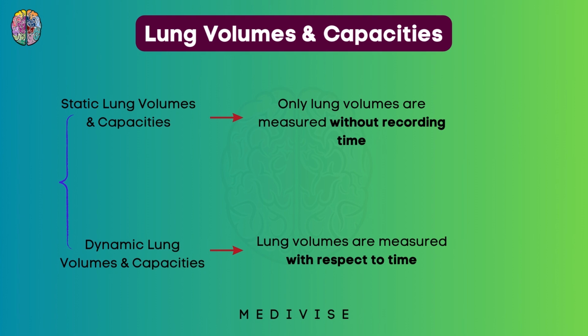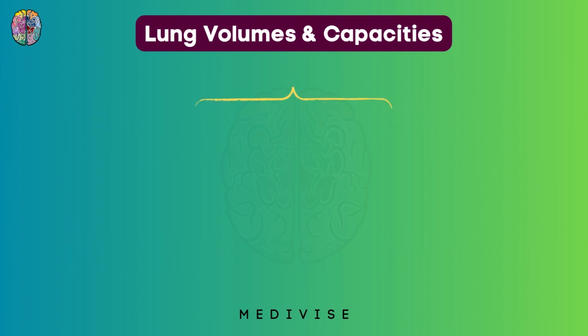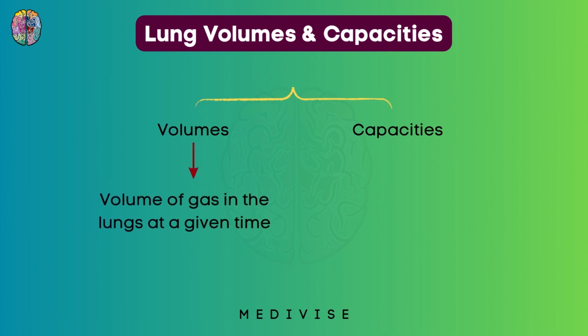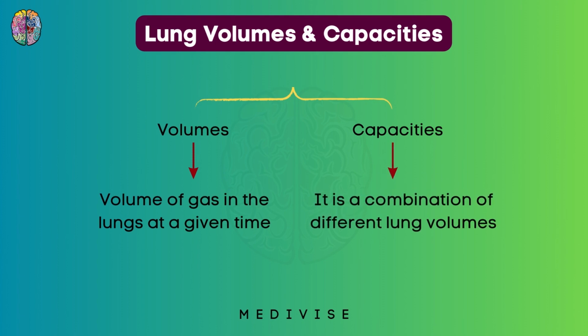In this video, we're just going to be learning about the static lung volumes and capacities, and I'll make another video on the dynamic ones. So let's start. What are we going to be learning in this video? The volumes and capacities. What are lung volumes exactly? These tell us about the volume of gas in the lungs at a given time. Capacities, on the other hand, are a combination of different lung volumes. This will become clear in a few minutes from now.